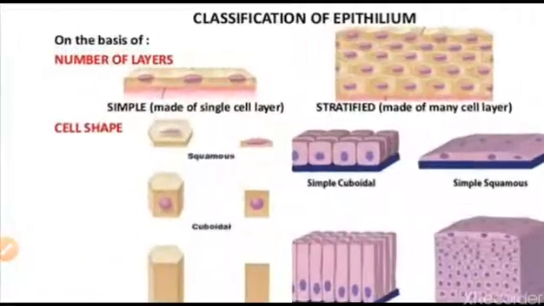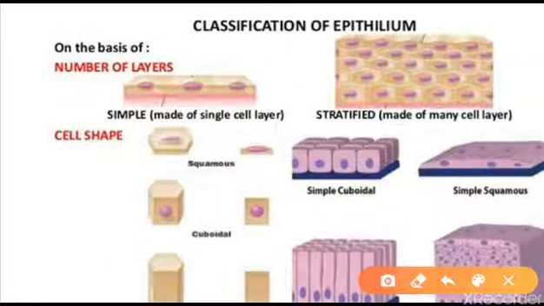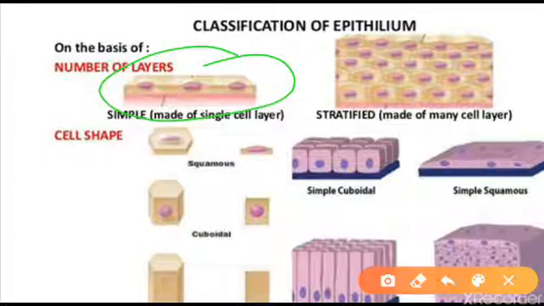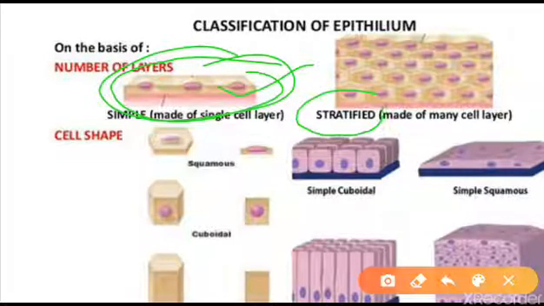In the diagram we can see that they are very simple in form. Two things are given over here, simple and stratified. If the name is simple epithelial, simple ciliated, simple columnar, simple cuboidal, that means it is made up of a single layer of cells. But if the name is stratified, that means it is made up of many layers of cells.